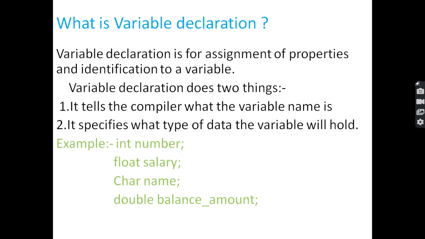So when we use a floating type variable, we have to use the float data type. And next, char name and double balance amount work in the same way. So before the variable declaration we have to tell what type of data the variable will hold.